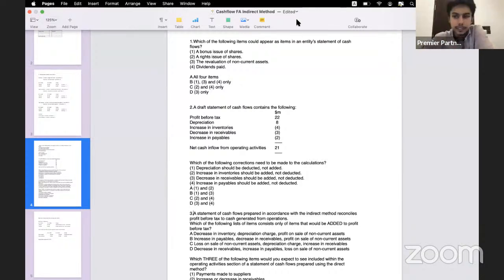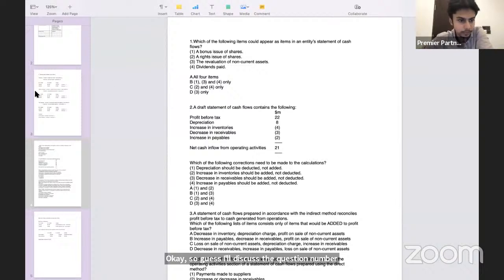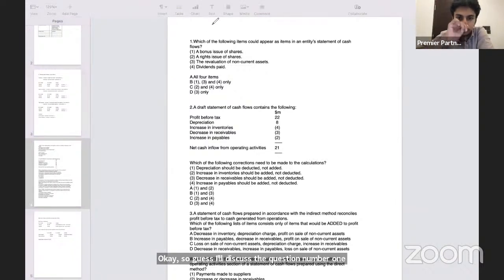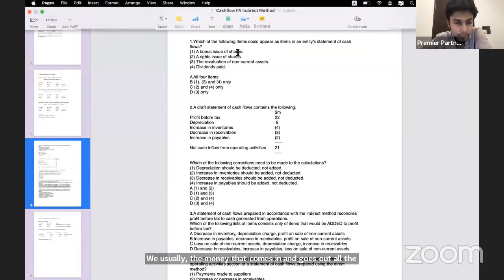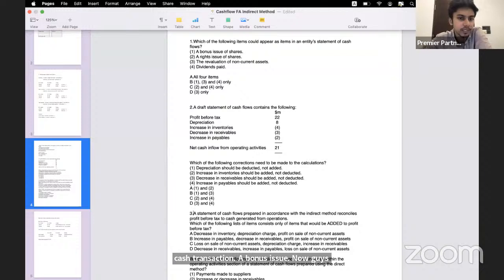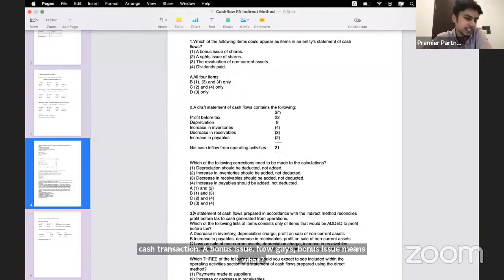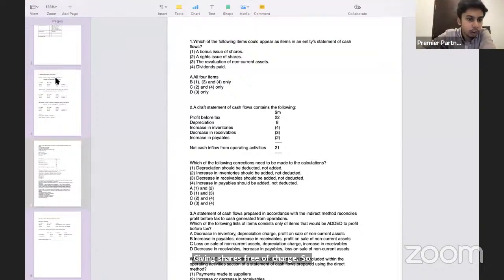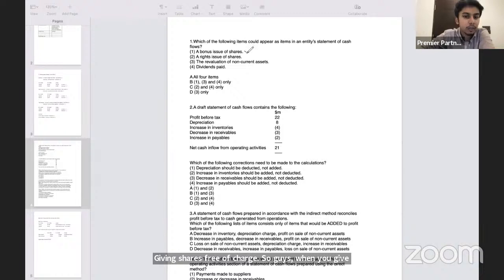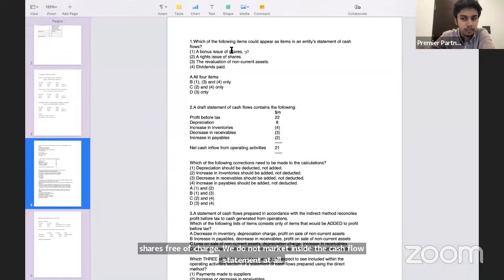Okay, so I'll discuss question number 1 first. They're asking, which of the following items could appear in the cash flow? A bonus issue. Remember, in cash flow we usually mark the money that comes in and goes out, all the cash transactions. Now, bonus issue means what? Giving shares free of charge. When you give shares free of charge, we do not mark it inside the cash flow statement at all.